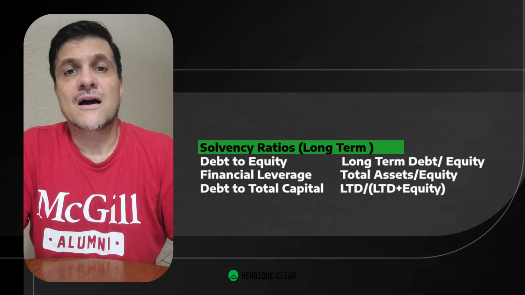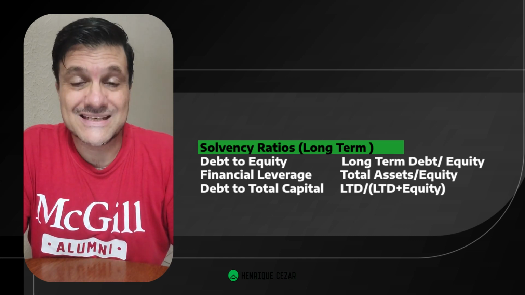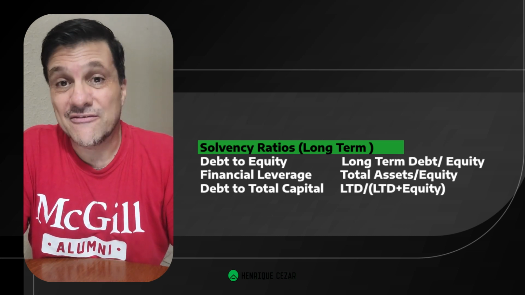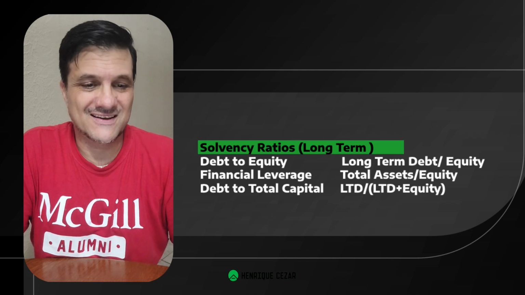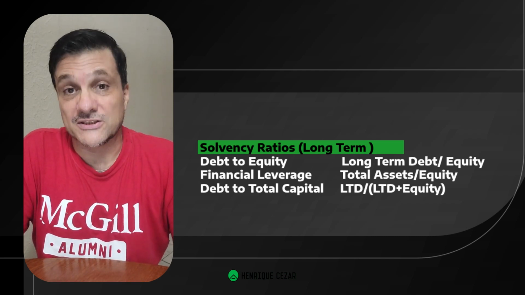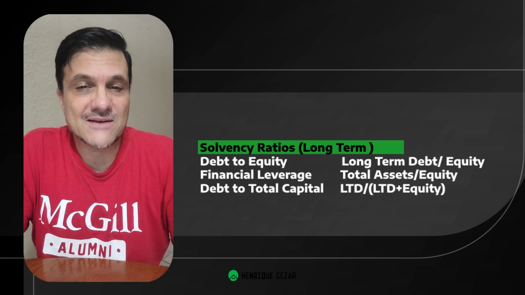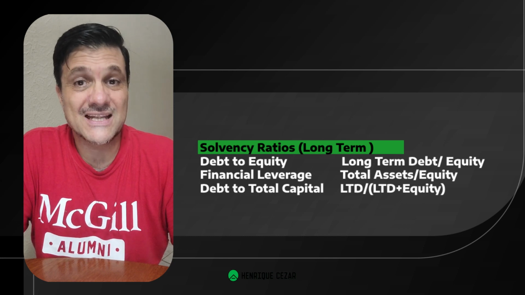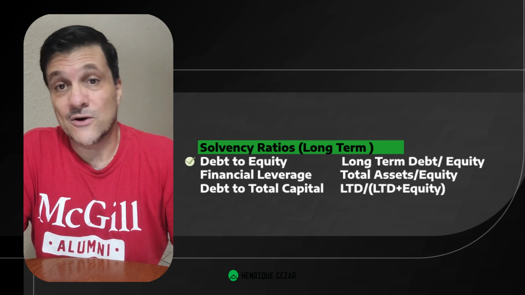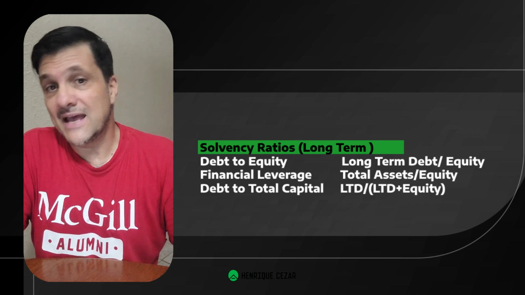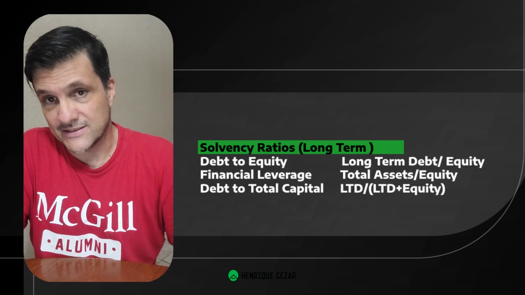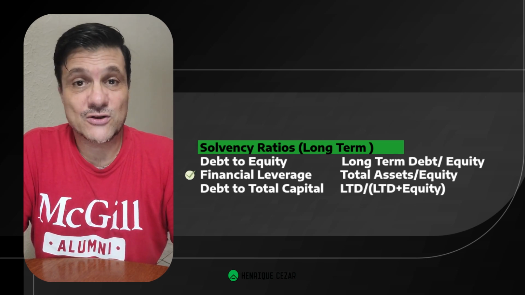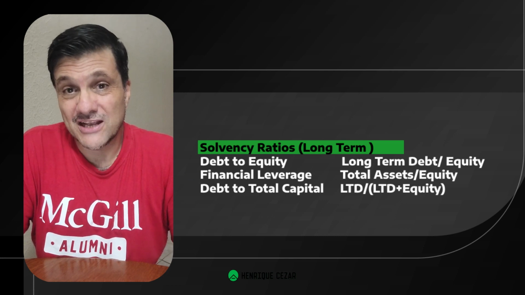I believe three of them are the most important ones: the famous debt to equity ratio, the famous financial leverage, and the not too famous debt to total capital ratio. The good thing is that, except for financial leverage, the name tells you what goes in the numerator and what goes in the denominator. Debt to equity: debt divided by equity, long-term debt divided by equity. Financial leverage is total assets divided by total equity. Leverage means the amount of debt.